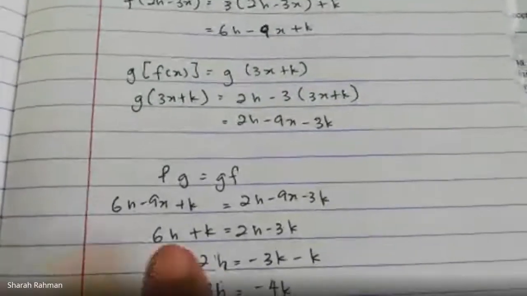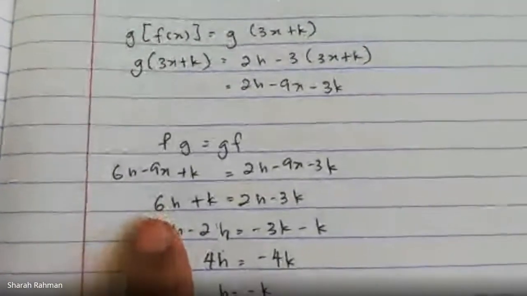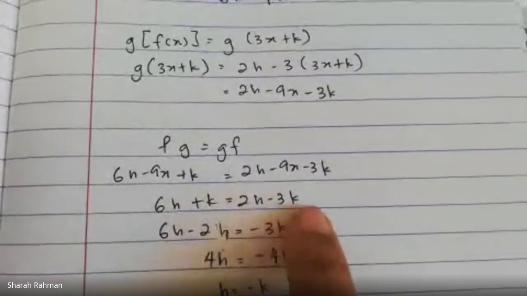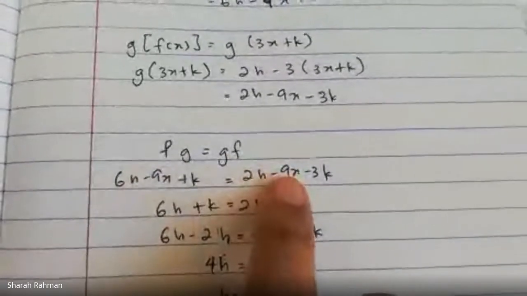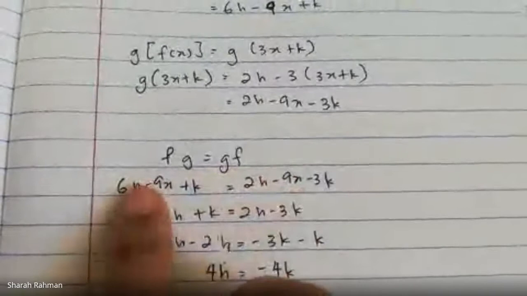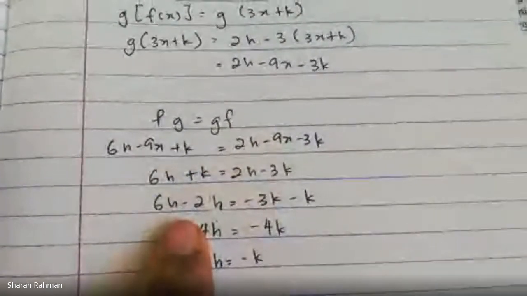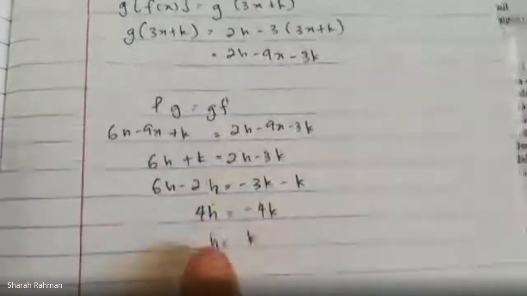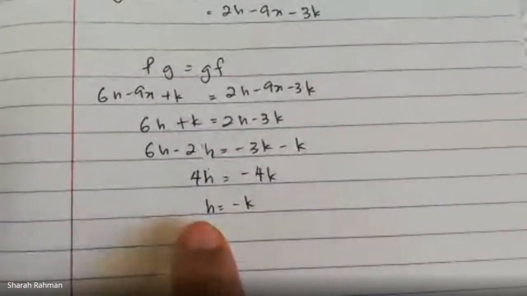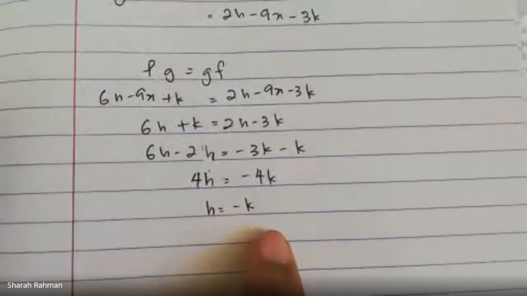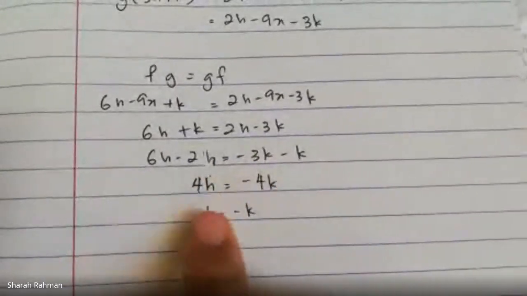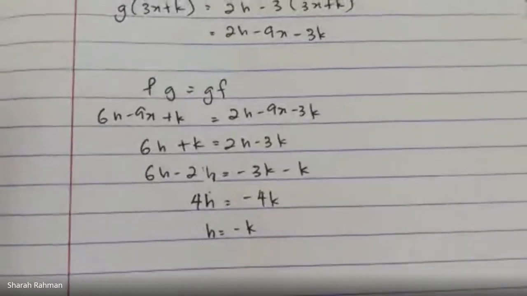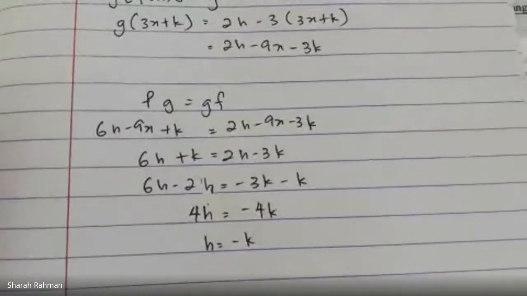Okay, so we do the simplification. We have 6h plus k, we have 2h minus 3k. Here both also have 9x, so we can eliminate them. Then h we bring to the left side, k we bring to the right side. So we will get the last one, h equals negative k. So this is the relation between h and k. So next, Kaying, question number 5, is that okay?